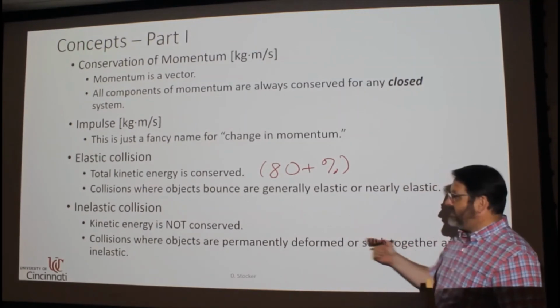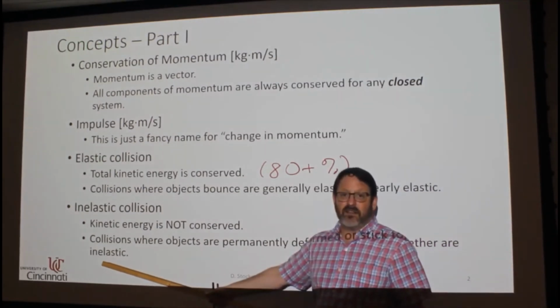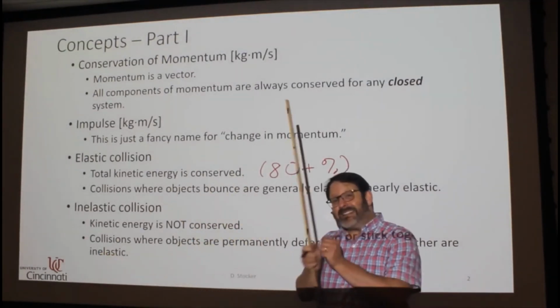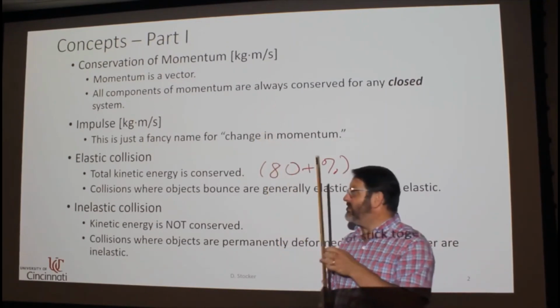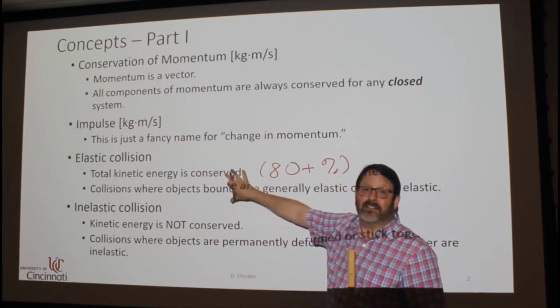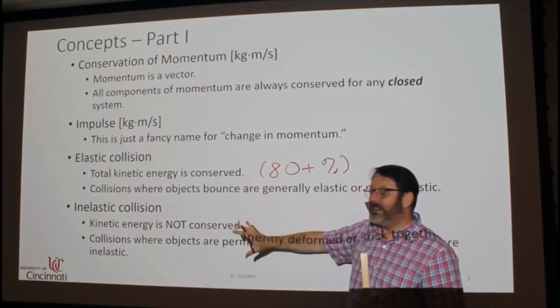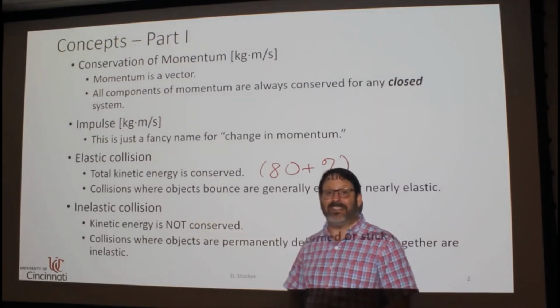If two things stick together or are permanently deformed, this is definitely showing you that it is an inelastic collision. They might still bounce off of each other. So just bouncing off of each other is not enough to say it's elastic. You have to look at how much kinetic energy was conserved. If they stick together, it's enough to say, yes, that one was inelastic.